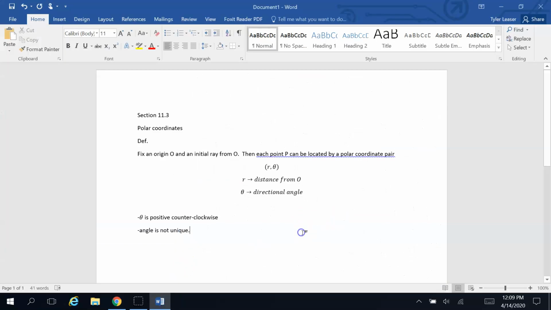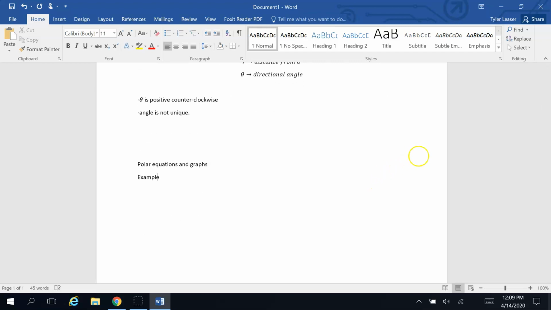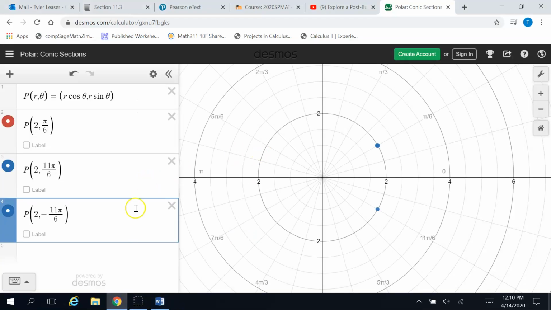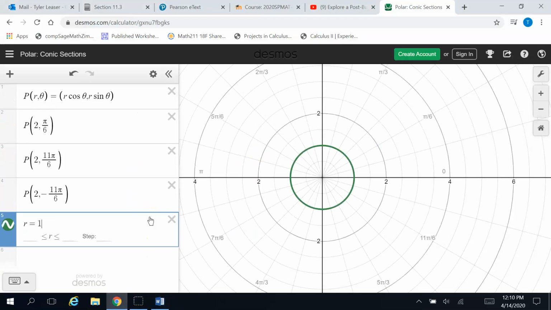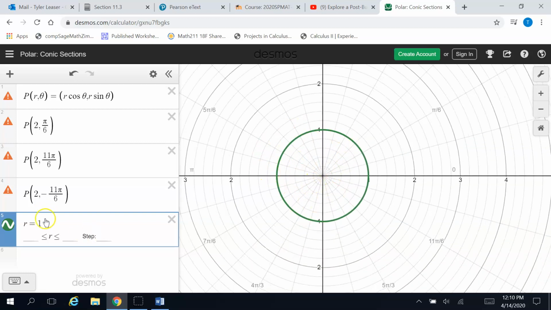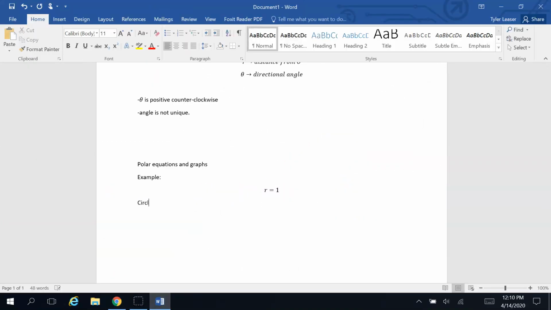Okay. A couple other things I want to remind you about polar coordinates is that we can have polar equations and then the graphs of these polar equations. We're only going to look at a few of these, just a couple basic examples. Let's look at the equation r equals 1. Desmos can graph this for us as well. Notice that all we get is the circle. This is the circle that has a radius of 1, r equals 1. Okay. Another example, so this was a circle with center at the origin with radius 1.